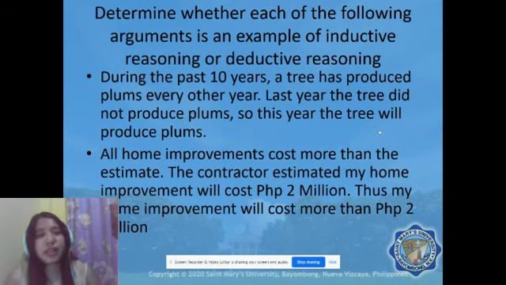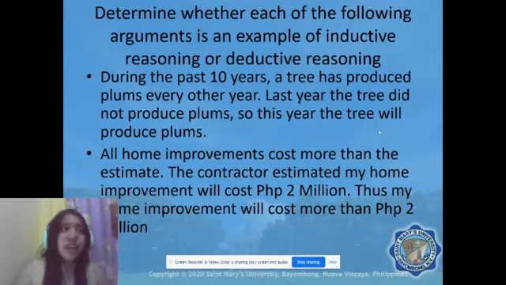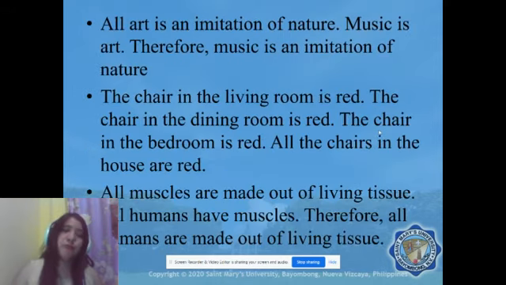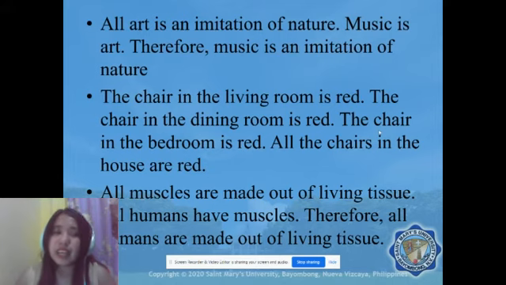So here, it starts with a very general statement that states that all home improvements cost more than the estimate. So that's the general. So it's from general to specific. So argument number 2 is deductive reasoning. Okay, next. All art is an imitation of nature. Music is art, therefore, music is an imitation of nature.